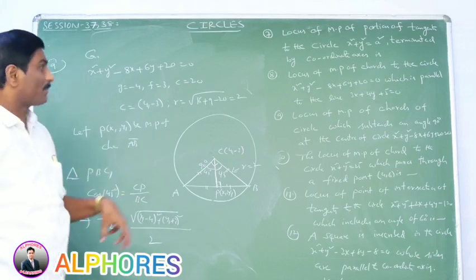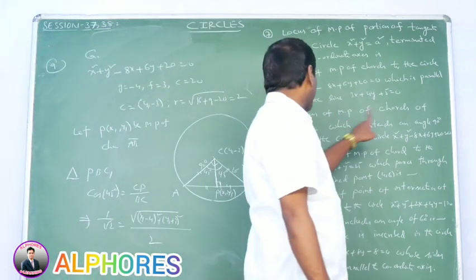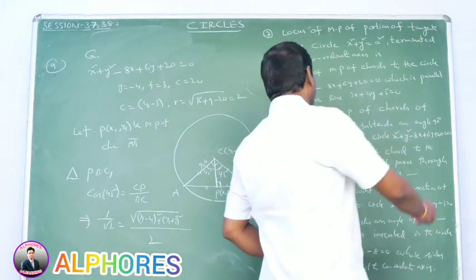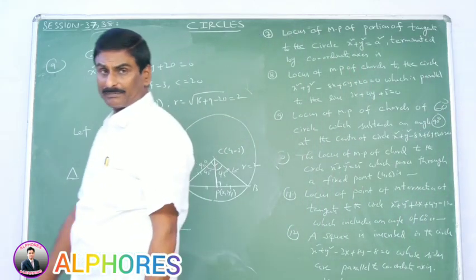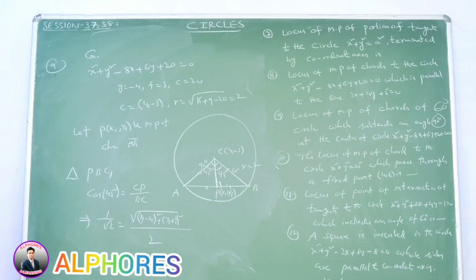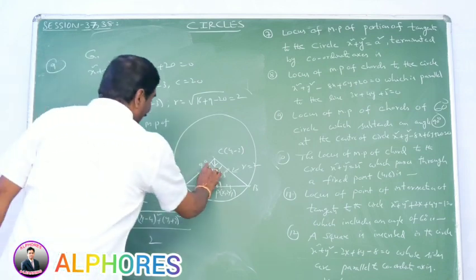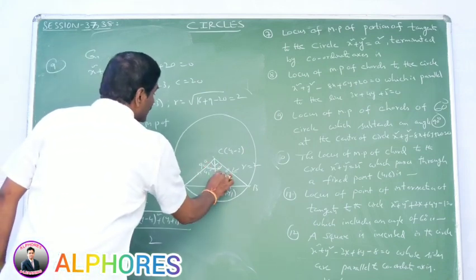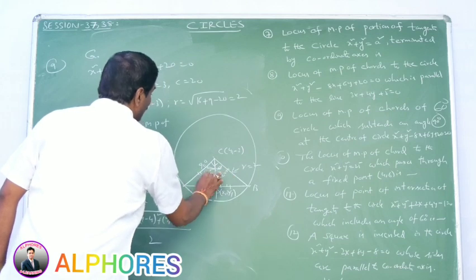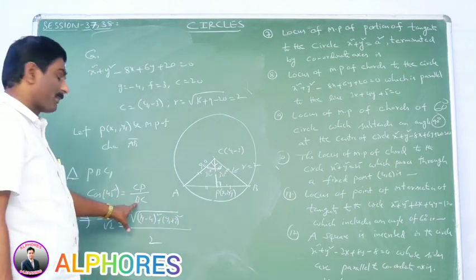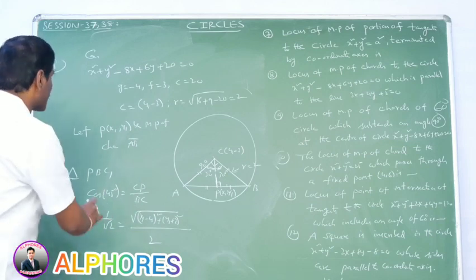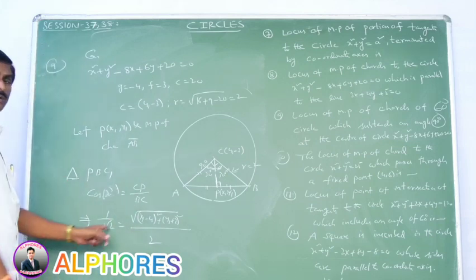Suppose in the same problem, find the locus of the midpoint of the chord of the circle which subtends an angle 60 degrees at the center of the circle is given. The chord subtends an angle 60 degrees. Here this angle is 60 degrees. That means these two are equal, 30, 30. In the same way, apply cos 30. Cos 30 is equal to CP by BC. But cos 30 means root 3 by 2. Squaring on both sides we get the locus.